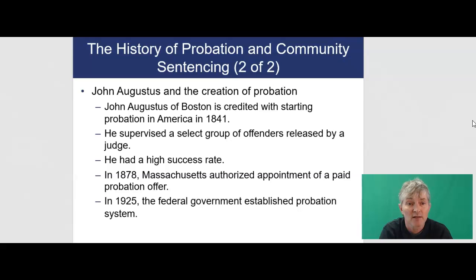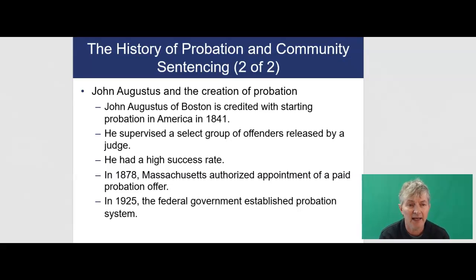John Augustus was very much involved in the creation of probation. He's credited with starting probation in America in 1841. He supervised a select group of offenders released by a judge, and ultimately had a high success rate of rehabilitation. In 1878, Massachusetts authorized appointment of a paid probation officer, and in 1925, the federal government established the probation system.